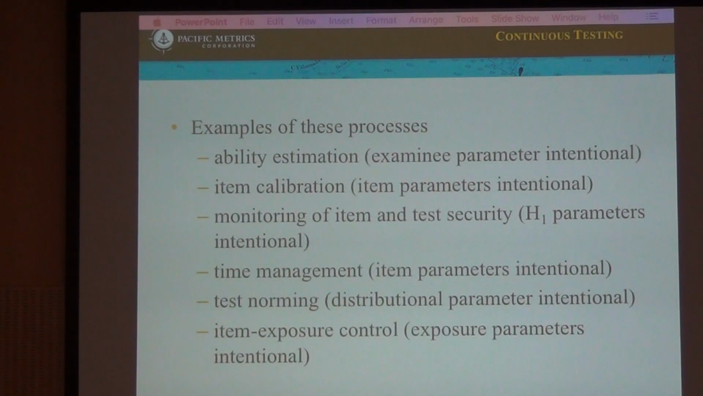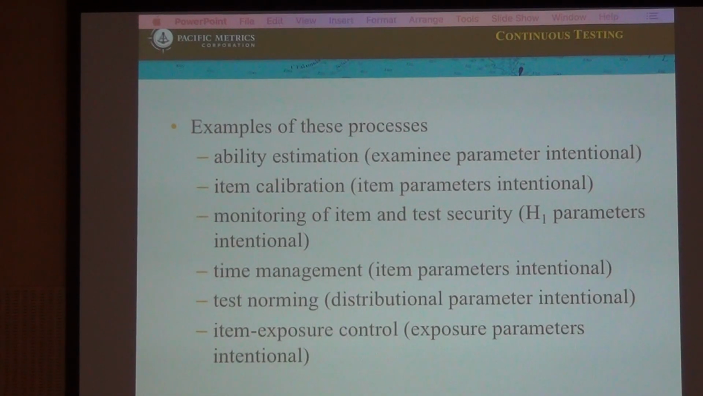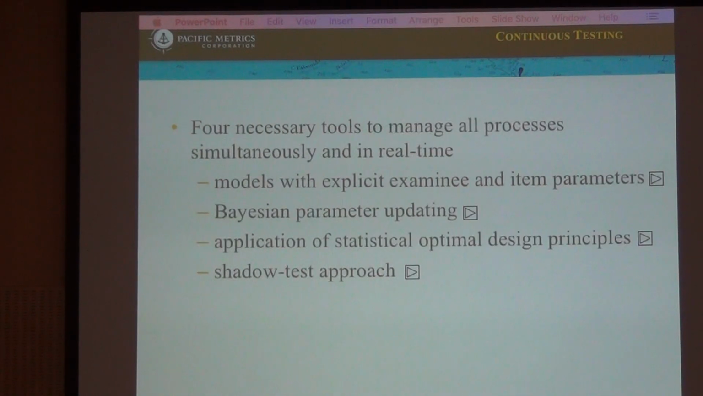Item exposure control. We should model this, and we can model it. I'm not going to discuss that right now, but now the exposure parameters are intentional. Those are the ones I want to manage and update. Okay, I hope this is clear. So the picture of just being interested in the person parameter and updating, etc., is quite incomplete. That's a point made in the keynote address we just heard. So what tools do we have?